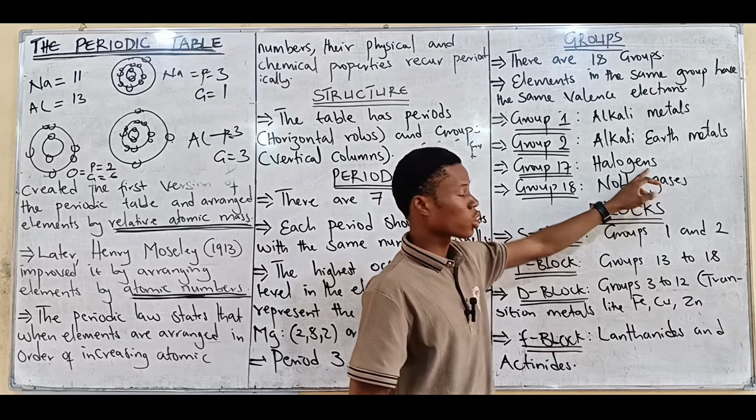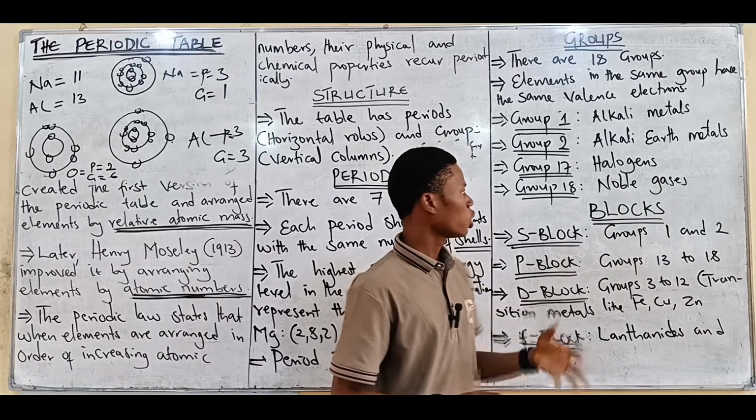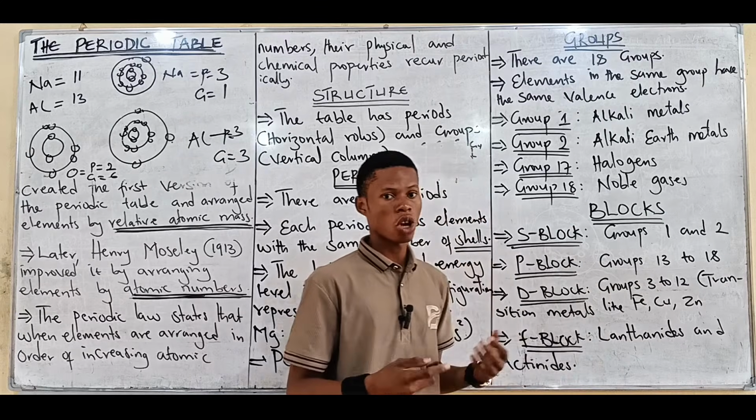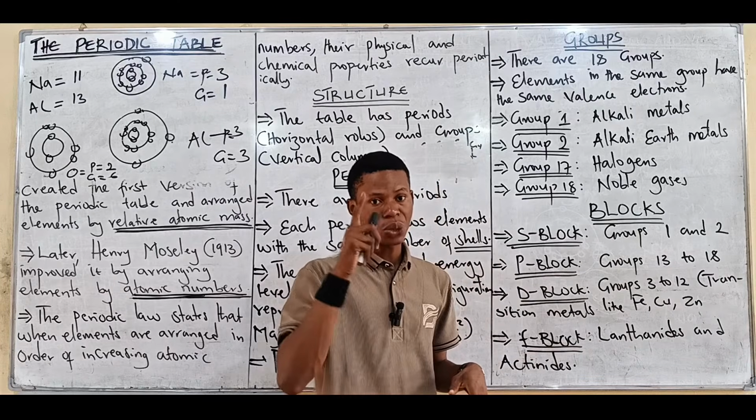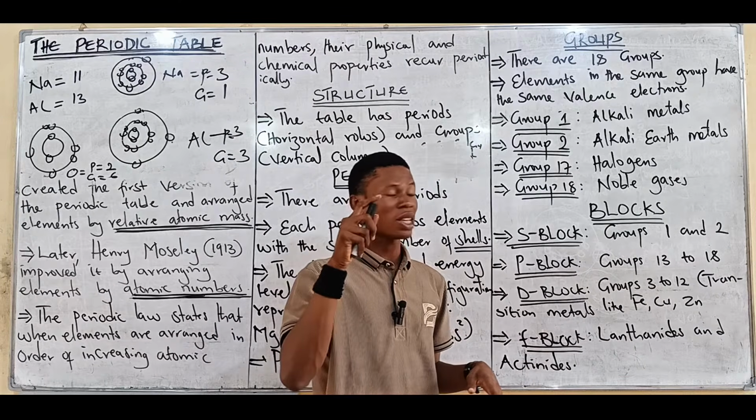Halogens, they are the halogens or the salt formers. They form salts. This is where you have your chlorine, your bromine, your iodine. They are group 7 elements or group 17 elements. If you are using group 7, use the Roman numerals VII.